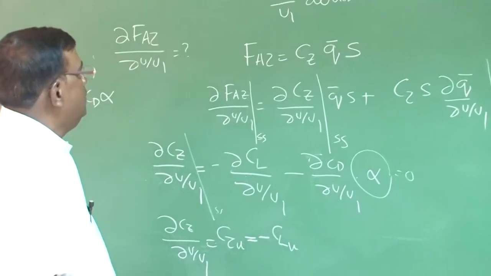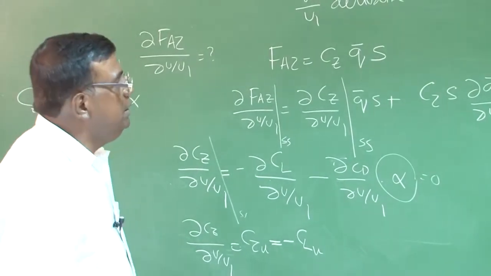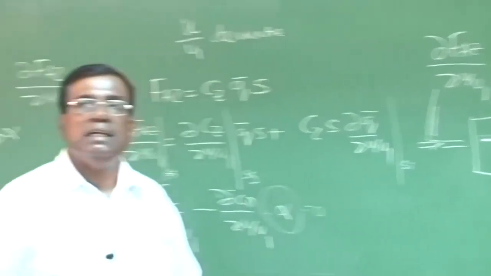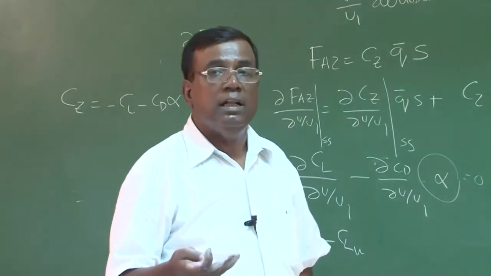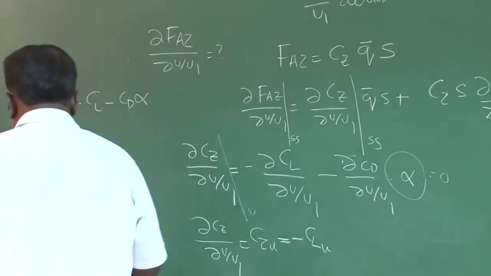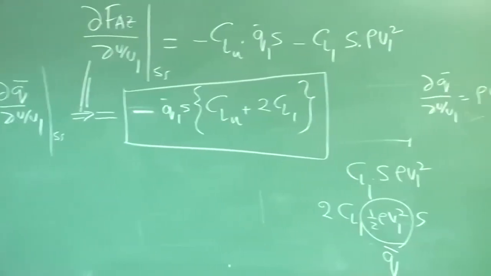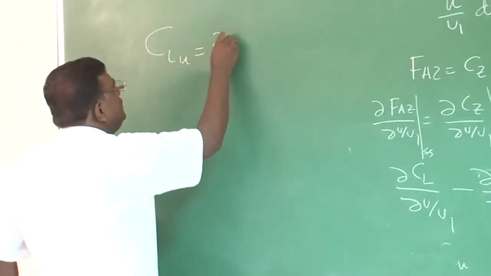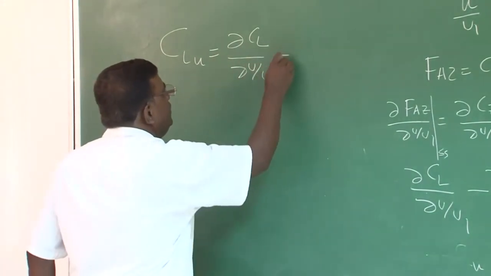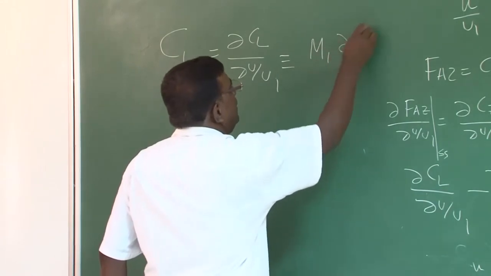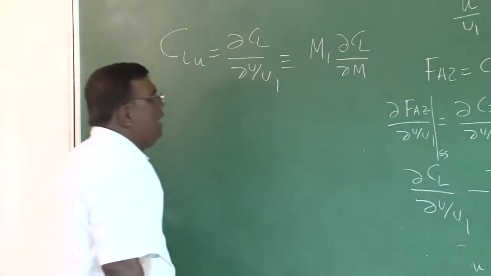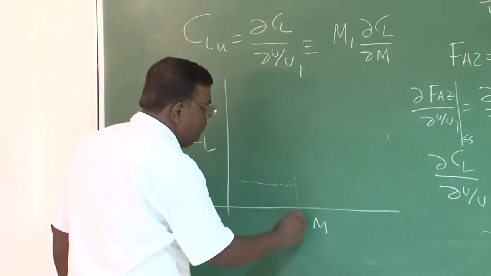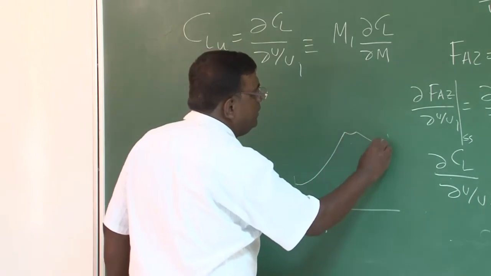So we have got these two terms. dFAz by du by u1, we have also got the term dFAx by du by u1. Here, what is CL1? CL1 is the CL at steady state. Let's say, what is our steady state? It is a cruise. So the cruise CL is CL1. What is CLU? Let us understand that. This is dCl by du by u1, as we did for CD, I can write it as m1 into dCl by dm. And if you see, the variation of CL versus Mach number goes like this, up to 0.6 it remains almost constant, then there's a dip, it goes like this.